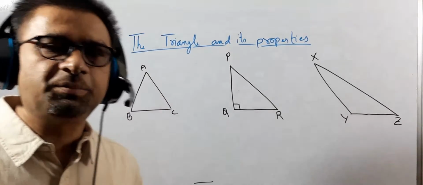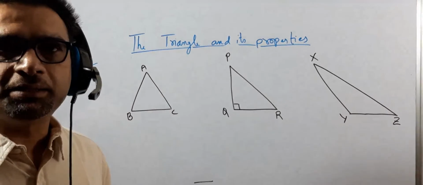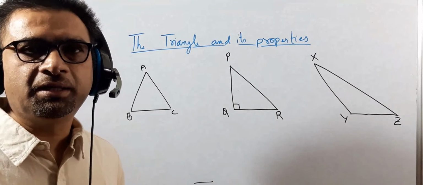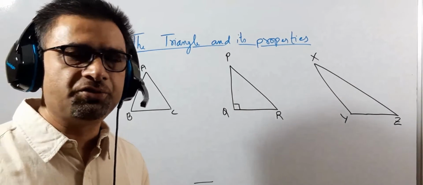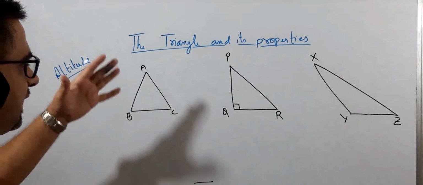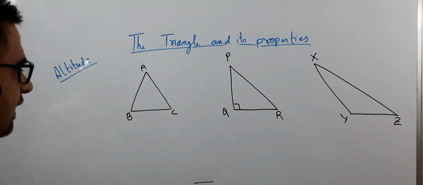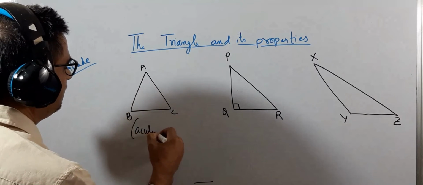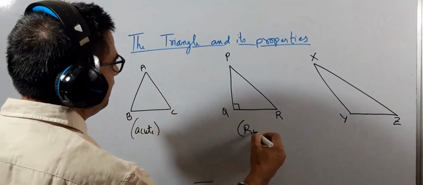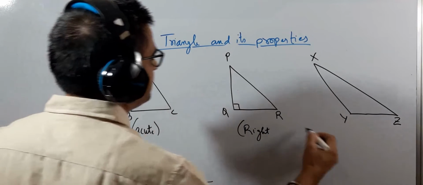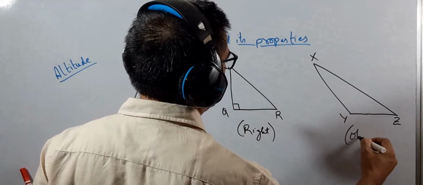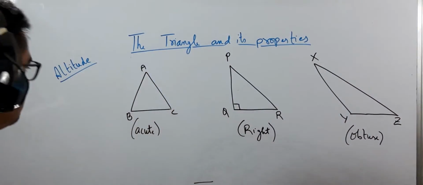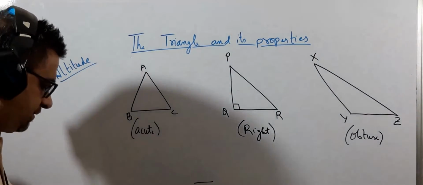The next concept that we are going to learn is altitudes. Well, we are onto triangles and we now learn altitude in triangle. So what is an altitude? Again, there are 3 kinds of types of triangles that we have drawn. This is an acute triangle, this is a right triangle, and this is an obtuse triangle. Let us first focus on this triangle ABC, which happens to be an acute triangle.